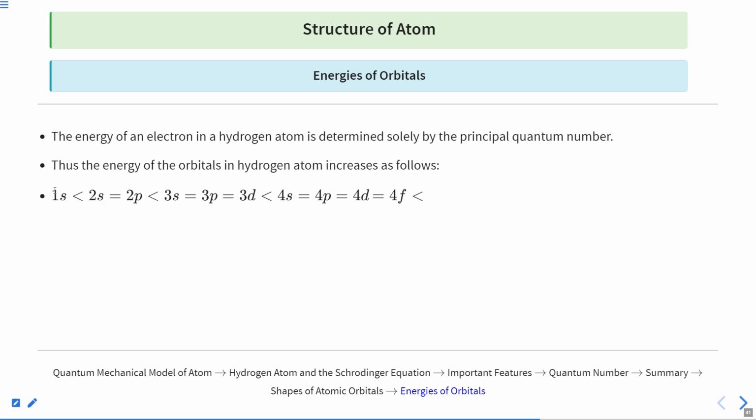So 1s has the least energy, then we have 2s and 2p which will have the same energy. Not difference, same energy value. Then 3s, 3p, and 3d will have a greater value than 2s and 2p. Then we have 4s, 4p, 4d, 4f. Okay, so this is the order for the hydrogen atom. This is very important.